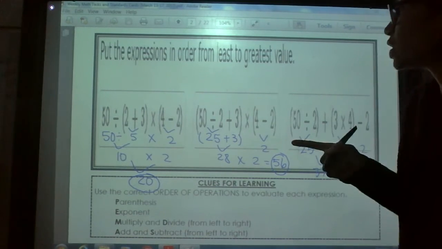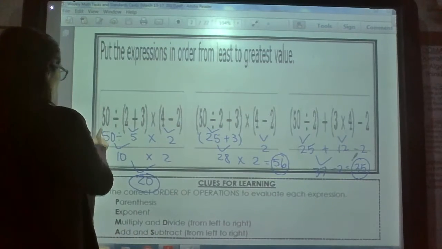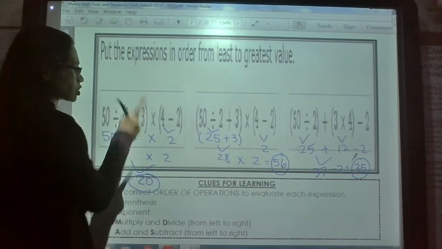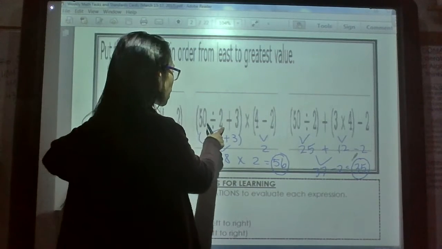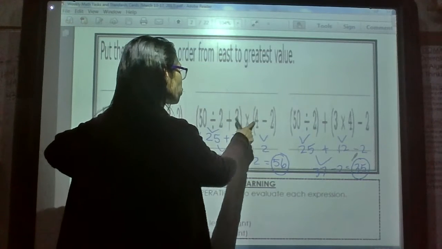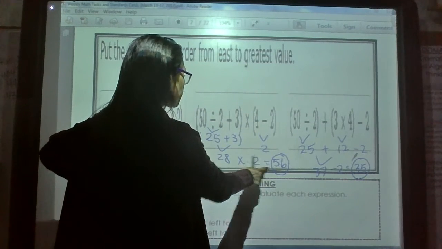Did I get these right? Let me double check everything. So that's 2 plus 3 is 5. 4 minus 2 is 2. 50 divided by 5 is 10. Times the 2 is 20. All right, so that's good. This one, 50 divided by 2 is 25. Plus the 3 is 28. 4 minus 2 is 2. So 28 times 2 is 56.